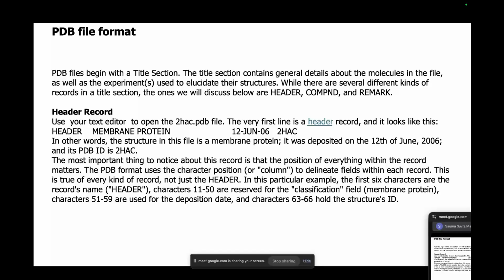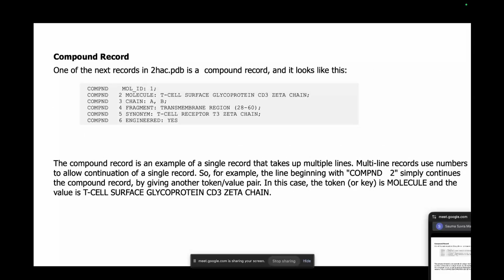The position or the columns are important here because each of them is tab separated. So the header is tab separated to membrane, then tab separated protein, tab separated the date and the ID itself. I'm not going to go into much detail, but the header line looks like this, and this is the information that you can get.